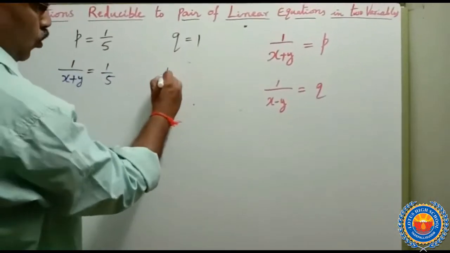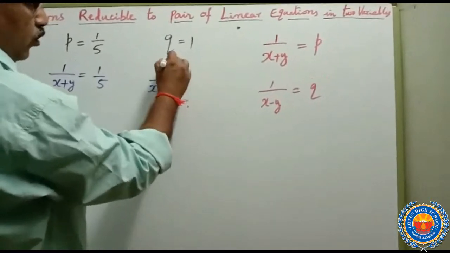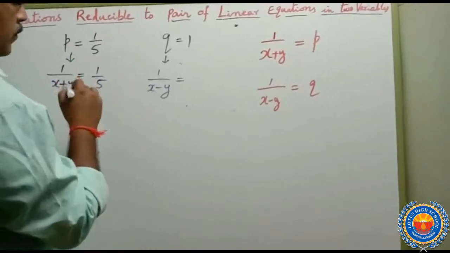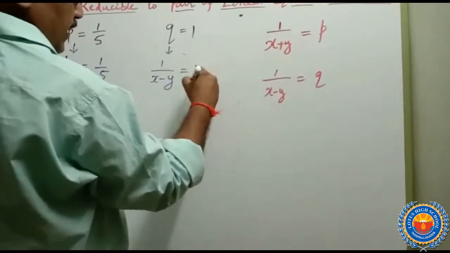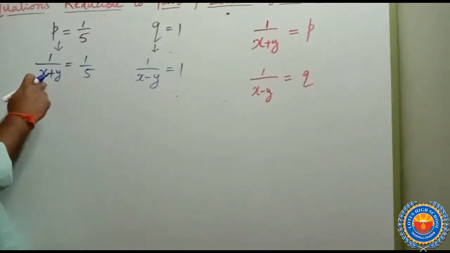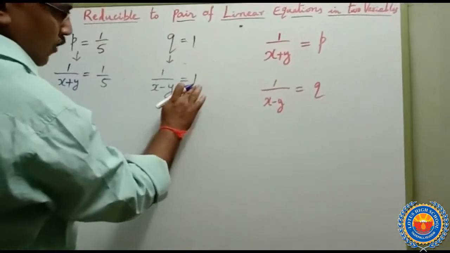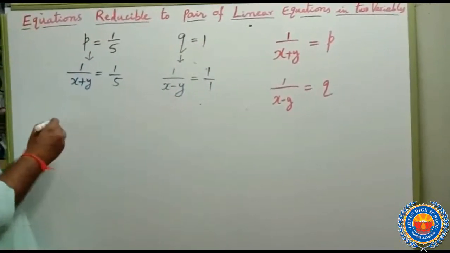q is equal to 1 by x minus y. p is equal to 1 by x plus y is 1 by 5 only. q is equal to 1 by x minus y is 1, and 1 I can write as 1 by 1.